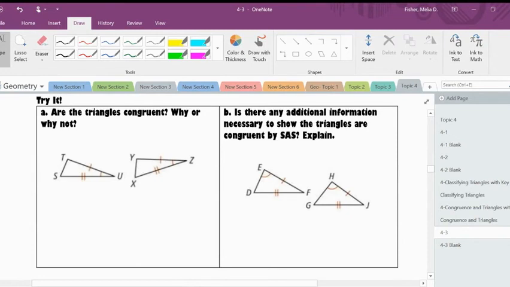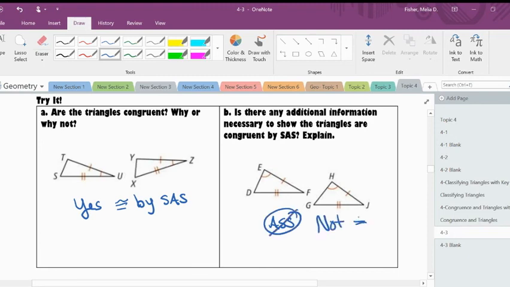Are the triangles congruent? Yes, they are congruent by side, angle, side. And these ones had angle, side, side. So they are not congruent.